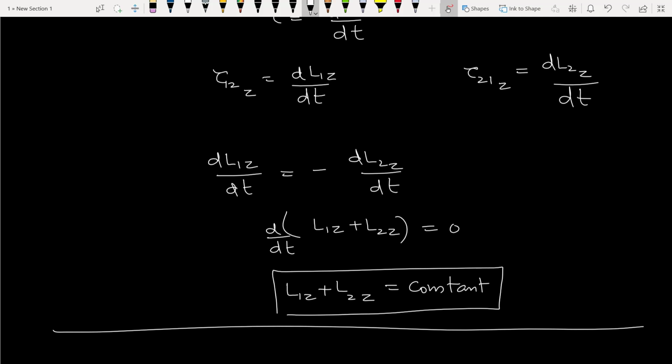So it is nothing but the law of conservation of angular momentum. So dear students, we have proved the law of conservation of angular momentum starting from the concept of isotropy of space.